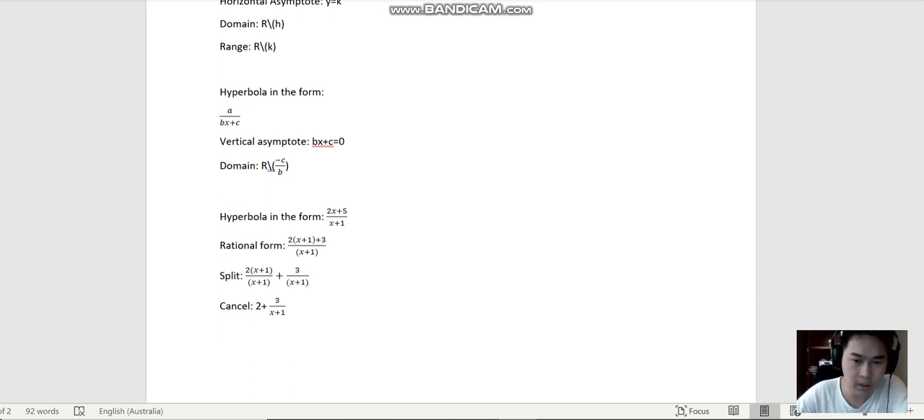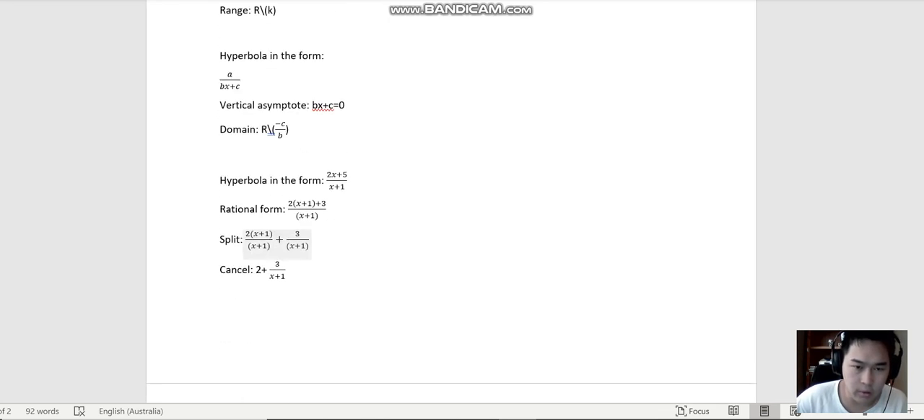When you have a hyperbola in a form like something divided by something else, it's a little trickier, but what you need to do is change it to this rational form. Try to find like terms. Here, since the denominator is x plus 1, the top part also has to have x plus 1. So you put x plus 1 here, like this. When you expand this, you get 2x plus 2 plus 3, so it's 2x plus 5, and then you split it like this. Then you cancel out the x plus 1 here, and you get 2 plus 3 over x plus 1, and all the previous steps will be the same there.